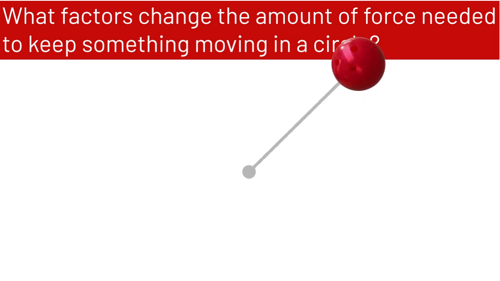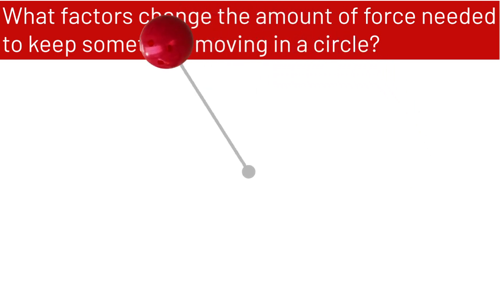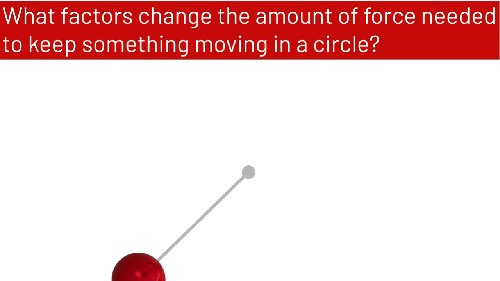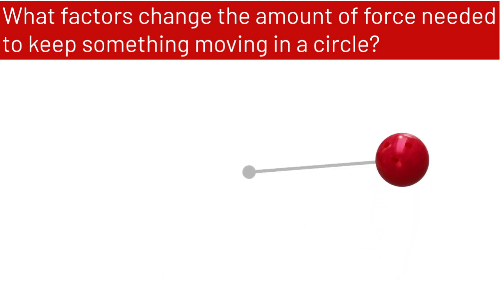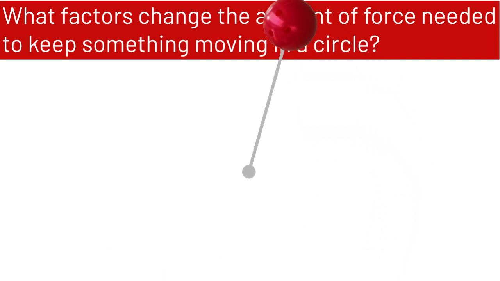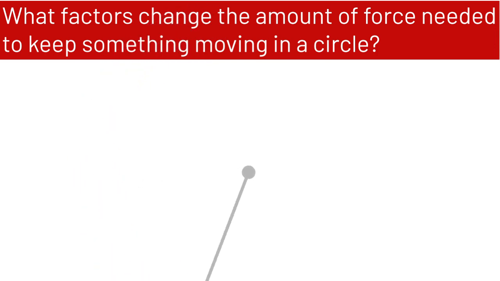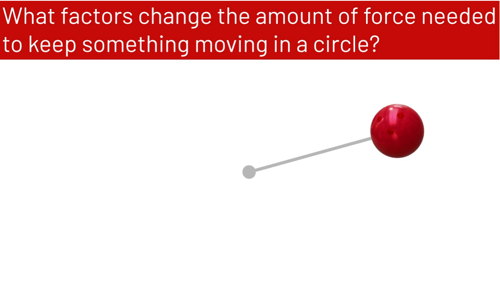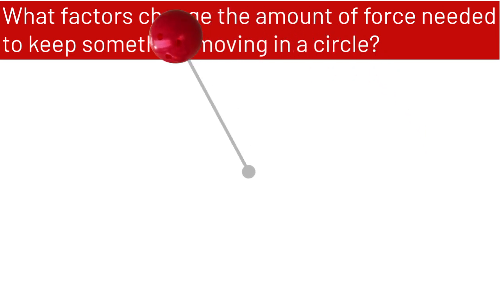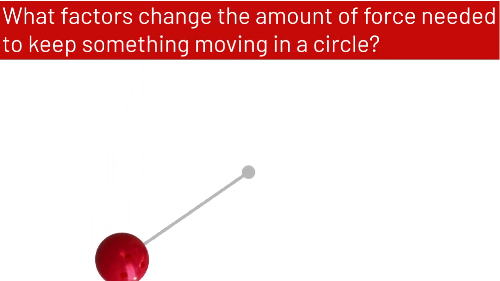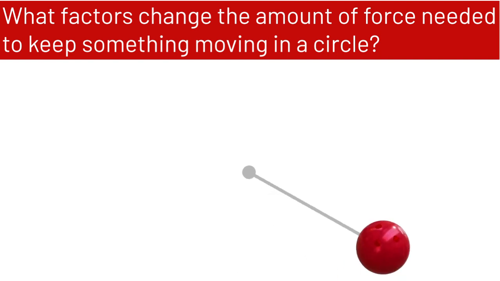Now, how about if we change the mass of the object that's spinning? So here we've got the same length of rope as the tennis ball was on originally, but now we've changed the mass. We've increased the mass a lot by adding a bowling ball. So how does the force change if we've got a bowling ball, a much greater mass, instead of the light mass of the tennis ball?